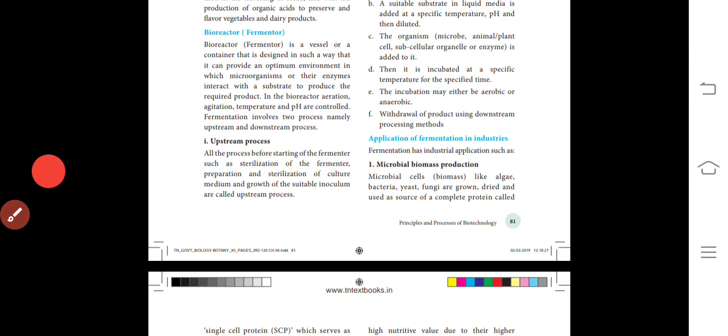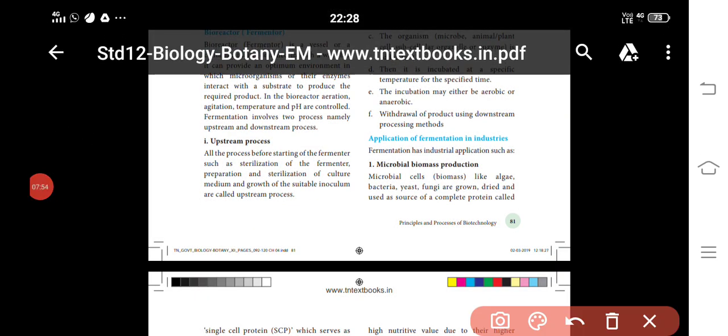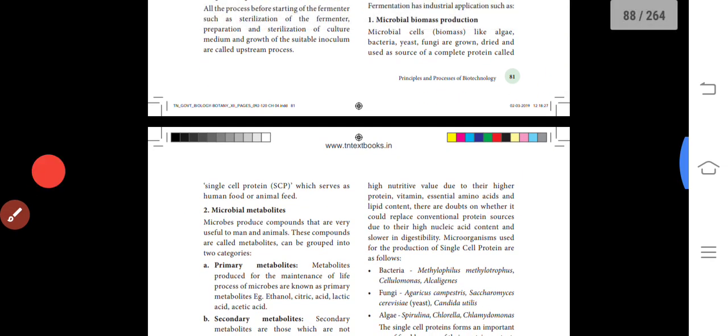So what are the applications of the fermentation industries? First application, microbial biomass. Microbial cells like algae, bacteria, yeast, and fungi are grown, dried, and used as a source of complete protein, which is called single cell protein, which serves as human food or animal feed.